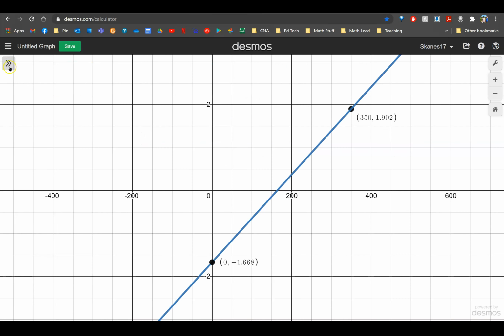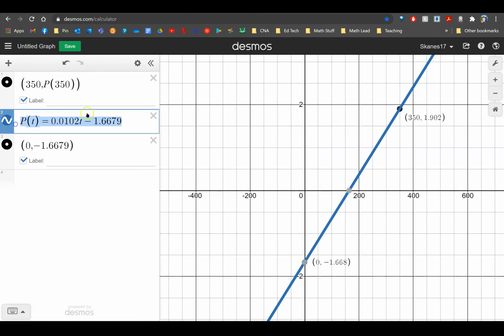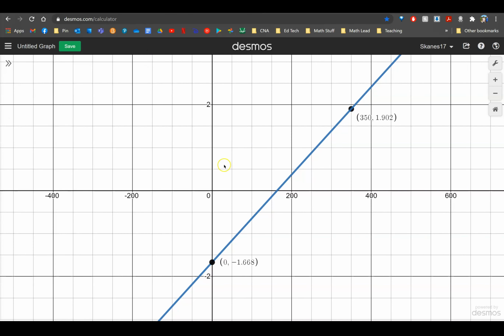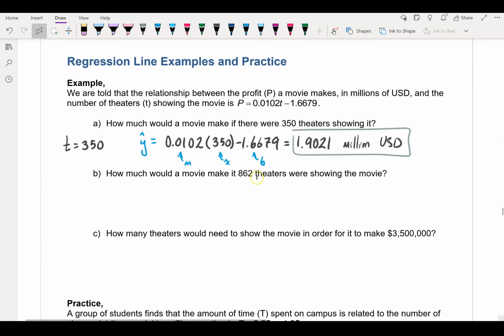Okay, so I just tossed this into Desmos, I put the equation in there, you don't need to worry about that. You can see that the y-intercept is indeed at negative 1.668, and at 350, if you have 350 theaters showing this movie, the value it gives is 1.902. So we can predict different amounts of money we'll make based on the equation alone. So let's go back into the questions.